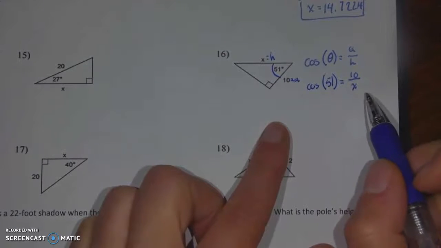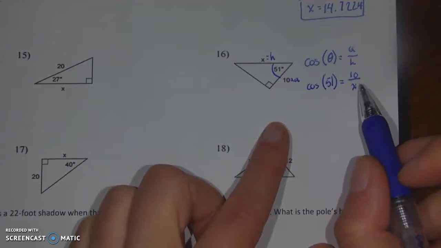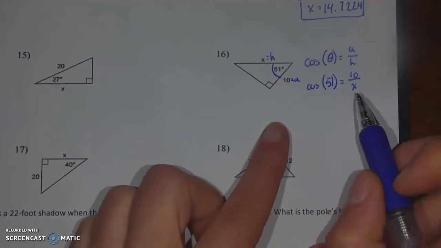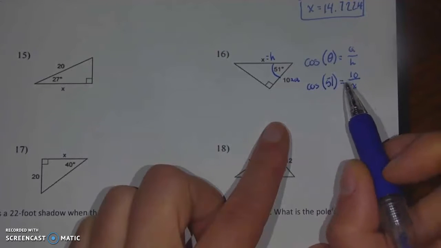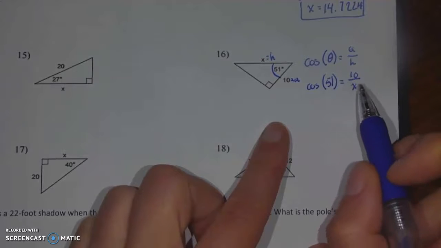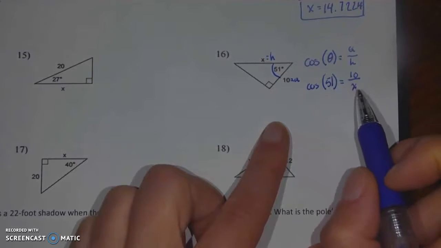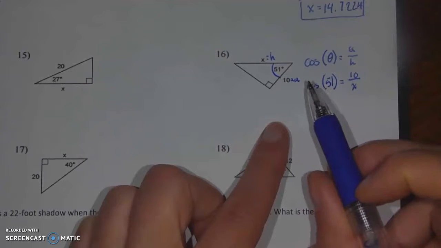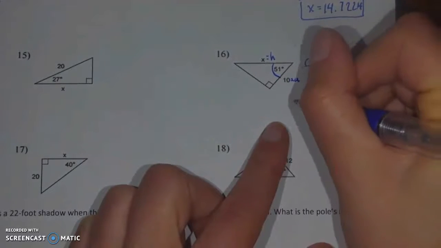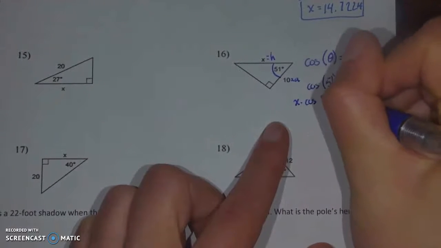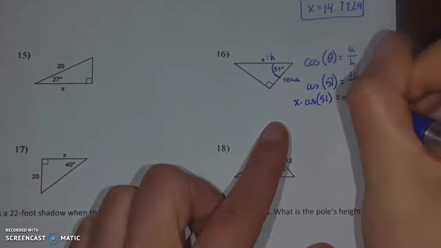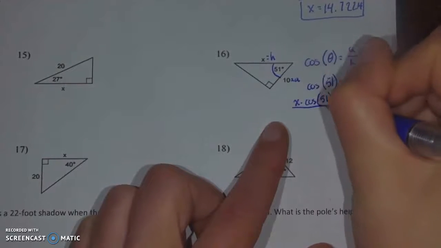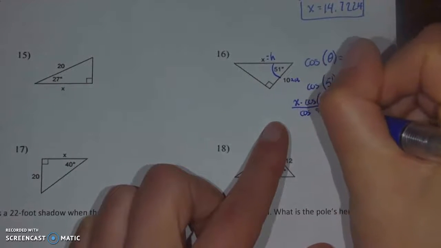In fact, this is going to take two steps to solve. First, you have to multiply both sides by x, because as long as there is a variable in the denominator, you can't actually solve the equation in one step for almost all equations. So multiply both sides by x. That's going to give you x times the cosine of 51 is equal to 10. Then you can divide both sides by the cosine of 51.